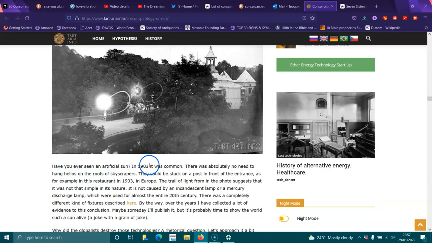Have you ever seen an artificial sun? In 1903 it was common. There was absolutely no need to hang a Helios on the roof of skyscrapers. They could be stuck on a post in front of the entrance, as for example in the restaurant in 1903 in Europe. The trail of light from the photo suggests that it was not that simple in its nature. It is not caused by an incandescent lamp or mercury discharge lamp, which were used for most of the entire 20th century. There was a completely different kind of fixture described here.